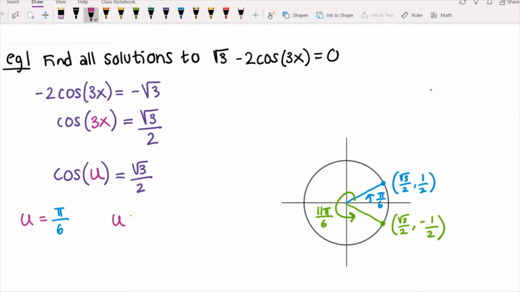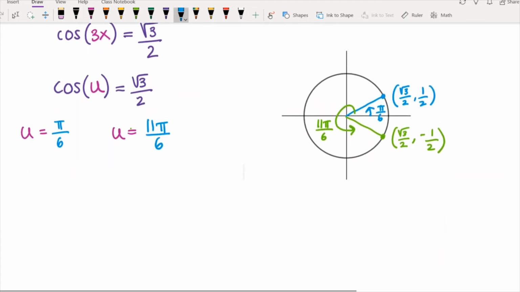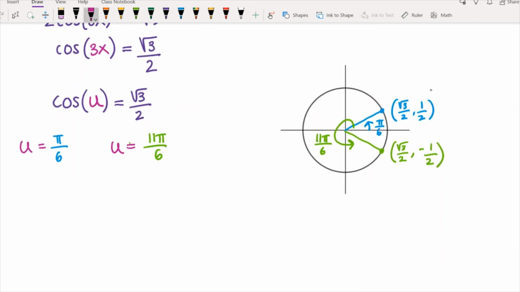But now we want to remember that that's not really what we're trying to solve for. We're not solving for u, we're solving for x. So instead of writing u is equal to these things, well, u is the same as 3x, right? That's what we're actually trying to figure out, is when is 3x going to be equal to each of these angles? Now we want to solve this for x, right? And so how do we solve these equations for x? We just divide both sides by 3 in this case.